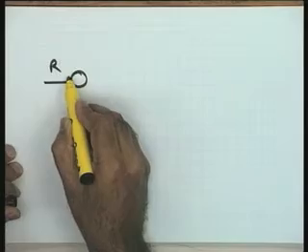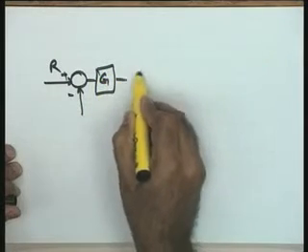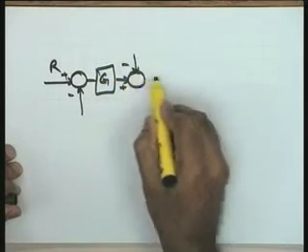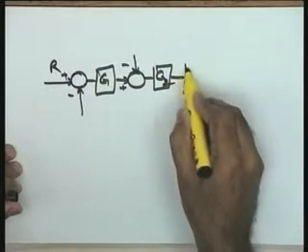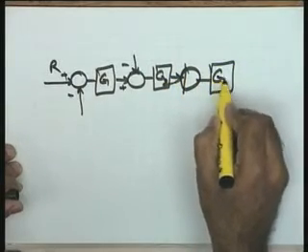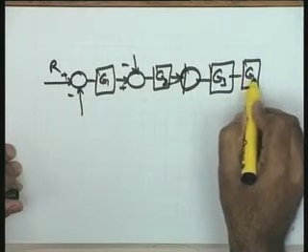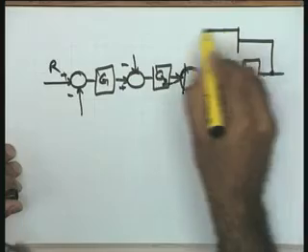R, plus minus, G1, another block here, G2, sorry, a summing point here, G3, G4. Please see, I am interested in this. Now help me whether this is all right.